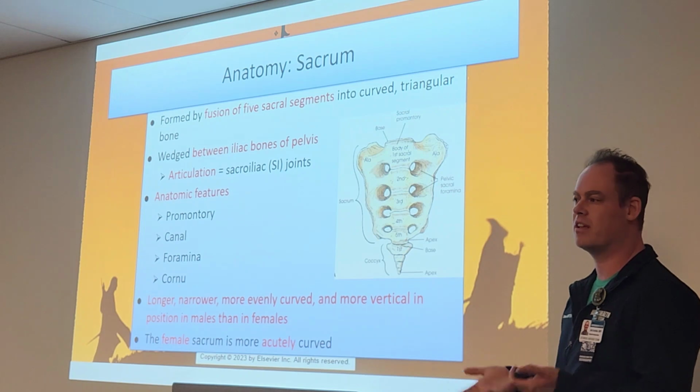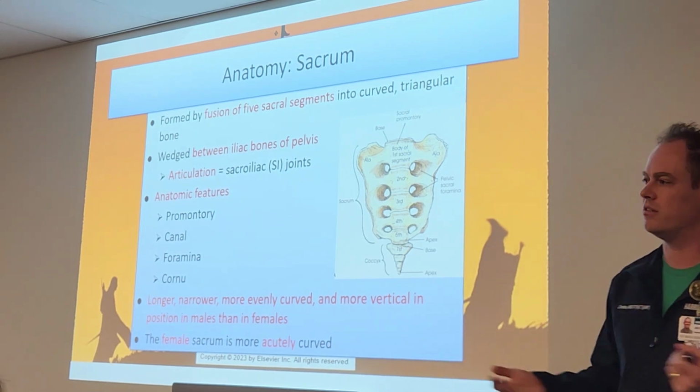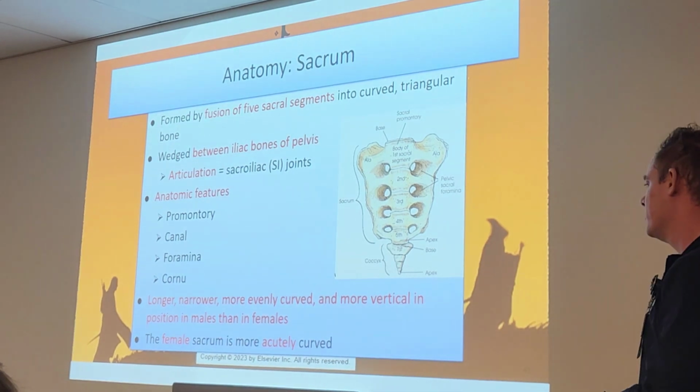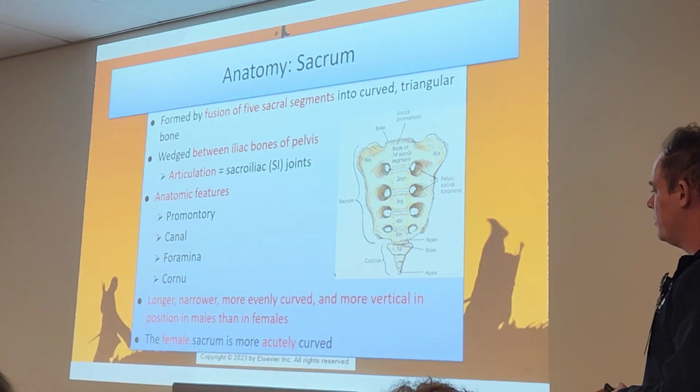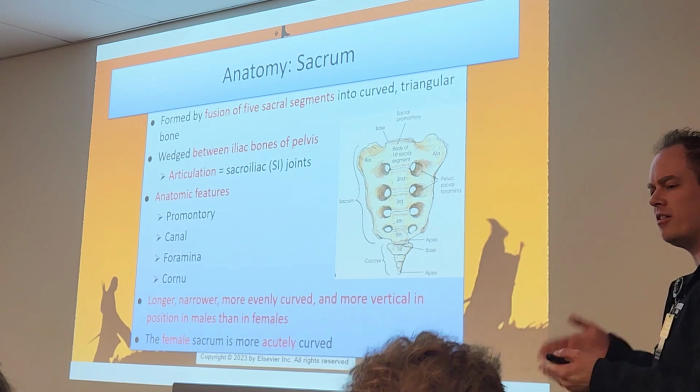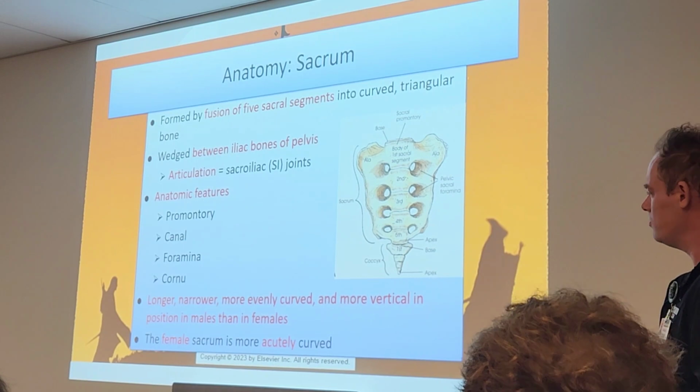Sorry, males, females have a cuter sacrum than you do. That's how you can remember that. Acutely curved, kind of like that acute angle. Where else on the pelvis did we talk about acute before? Oh, the pelvic outlet, that outlet area, the obtuse acute shape.